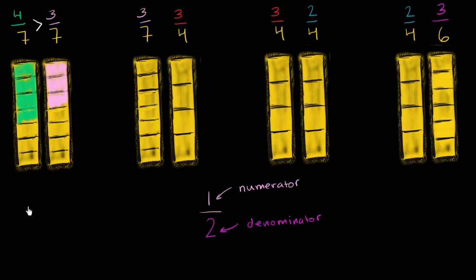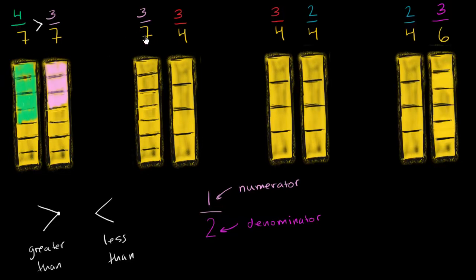Now the greater than and less than symbols can sometimes be confusing. This is greater than, this is less than. And the way that I remember it is that for either symbol, the small pointy side is always on the side of the smaller number, and the big open side is always on the side of the larger number. So here, the big open side is opening towards the 4/7, the small pointy side towards the 3/7. 4/7 is greater than 3/7.